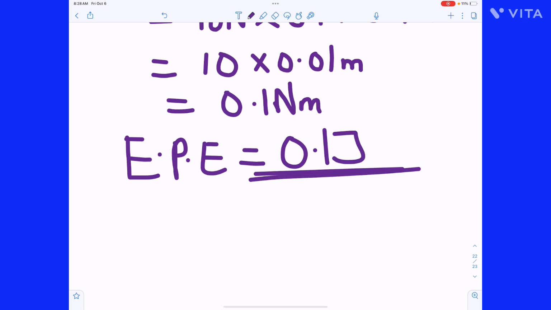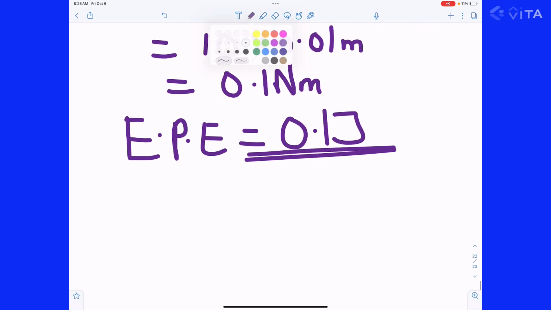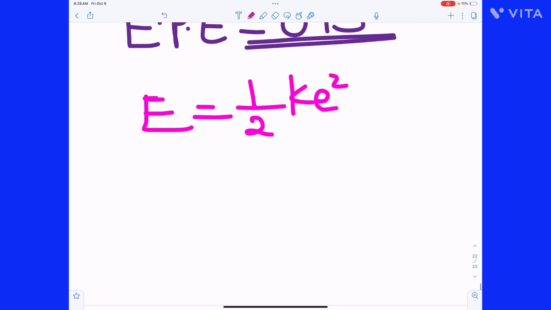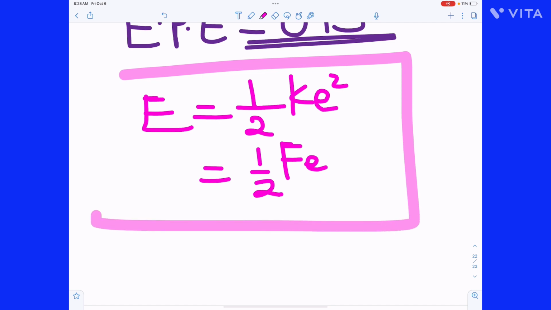So energy is measured in joules. Please take note of this question, and notice how the half comes in. Keep that in mind. Energy stored in an elastic spring as elastic potential energy is half Ke squared, or half Fe if you have the force and the extension produced. So take note of this scenario. Very important.